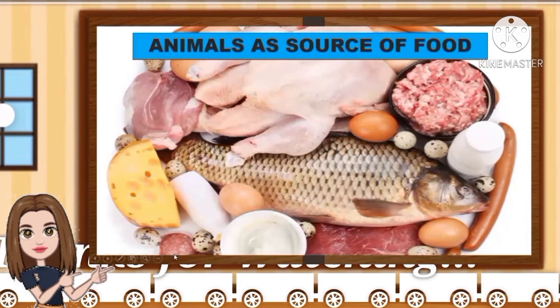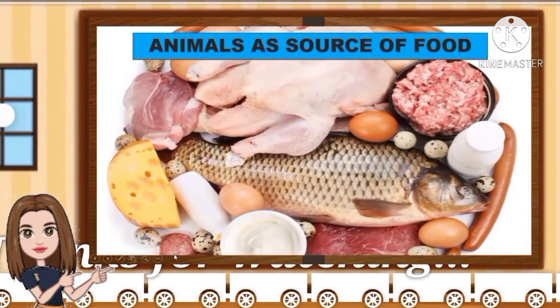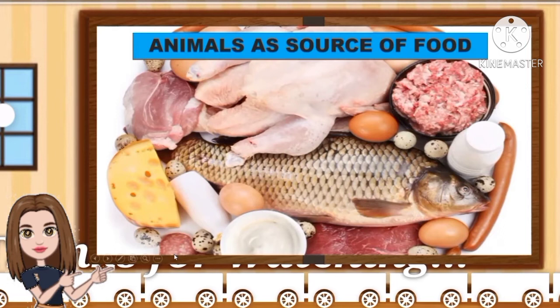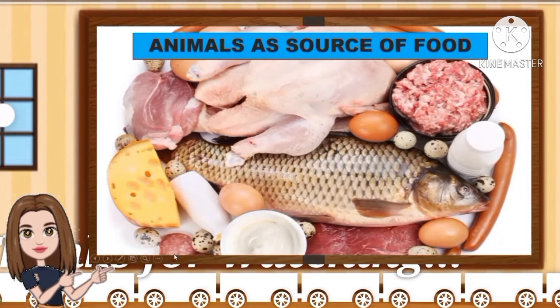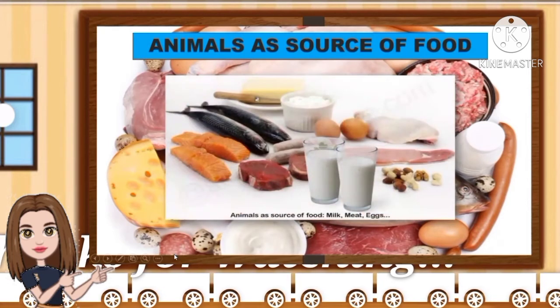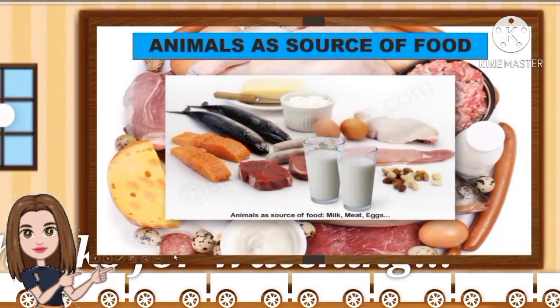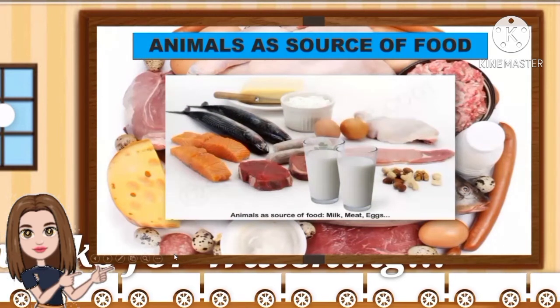Animals are source of food. What have you eaten this morning? Where do you think this food comes from? The food that we eat every day mostly came from animals. The eggs and fried chicken that you eat came from chicken. Even the milk that you drink came from cow.